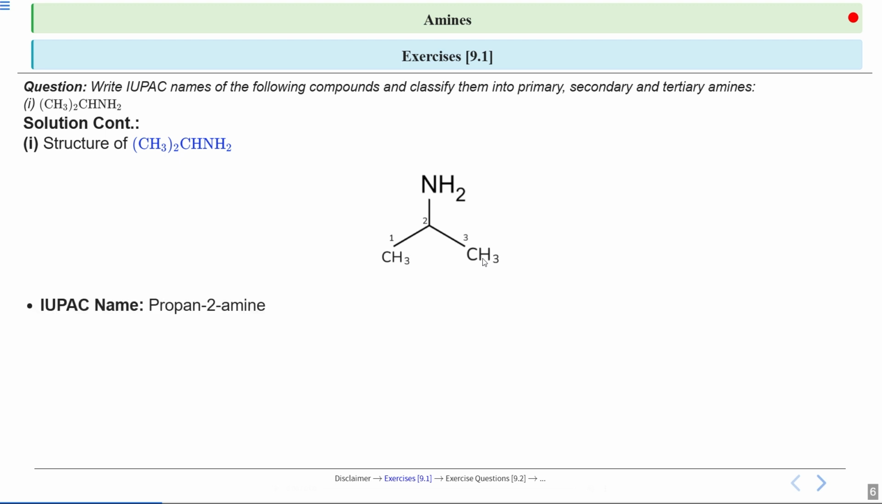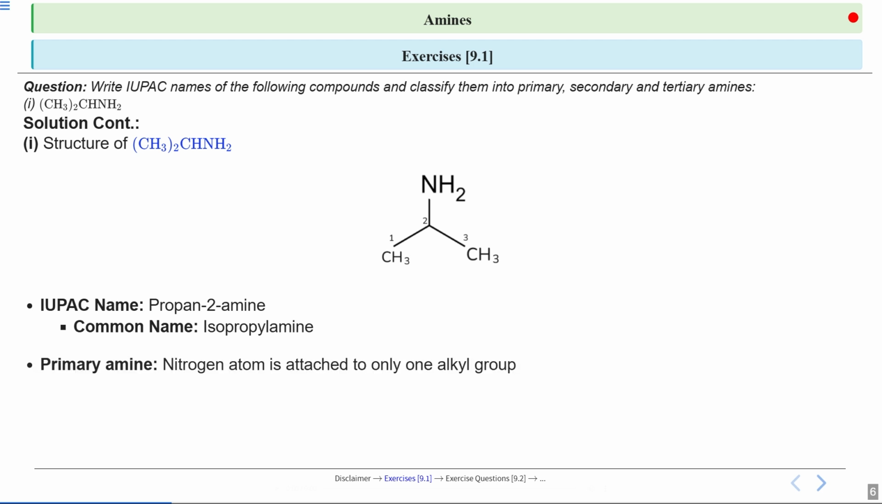Now when we see the IUPAC name, it will be propane because it has 3 carbon atoms. Whenever we are naming an amine, we replace the E of propane by amine. Here it is propane-2-amine. This 2 indicates the position of the NH2 group. So the final IUPAC name will be propane-2-amine, and the common name will be isopropylamine.